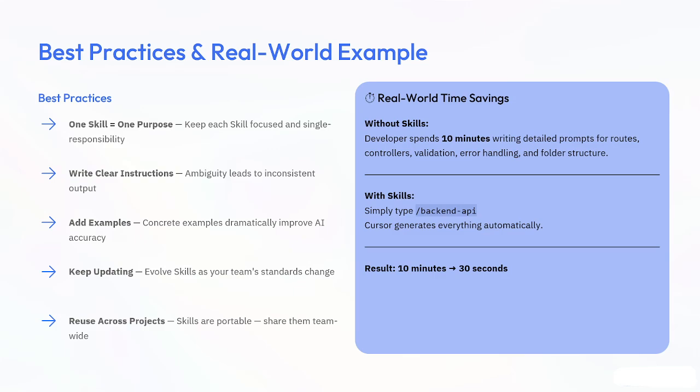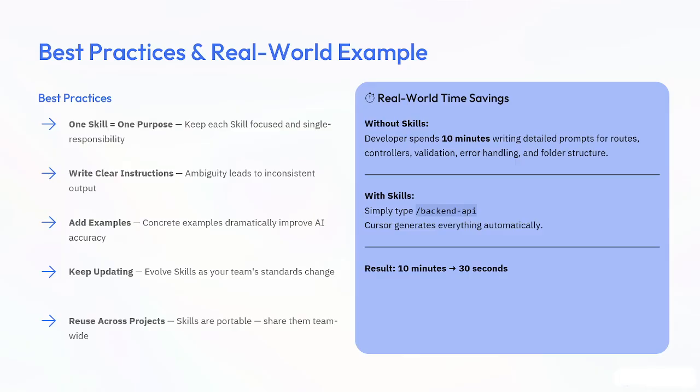So see, firstly, one skill should solve only one problem. Don't create huge skills that do everything. Don't make this mistake. This is the number one thing. Then the second thing is to always write clear instructions. The clearer your instructions, the better Cursor performs. The third one is to always include examples. Examples significantly improve AI accuracy, so make sure to add them.